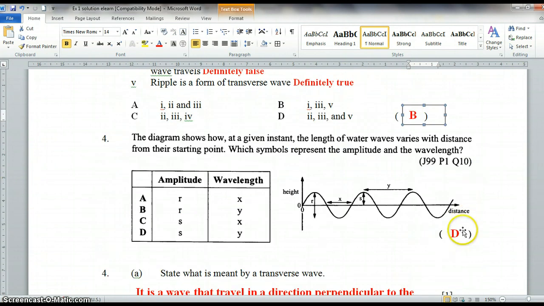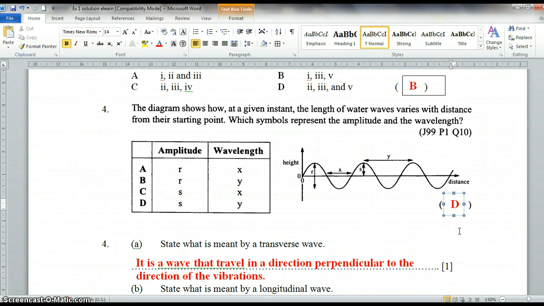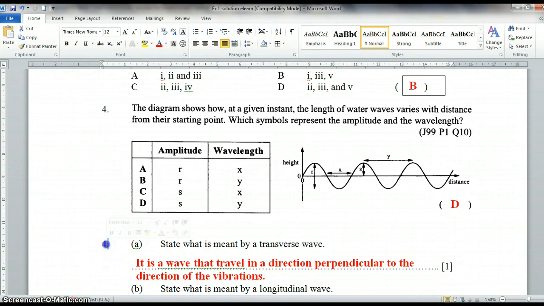Okay, let's move on. Question 4. This should be question 4. Wait, let me adjust. Okay, question 4. Which symbols represent amplitude and wavelength?